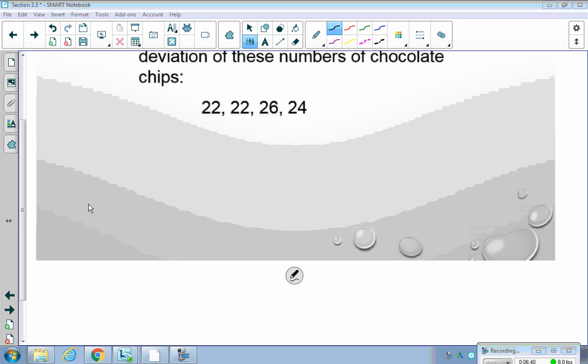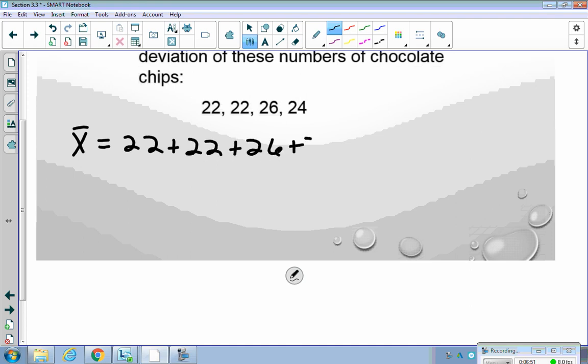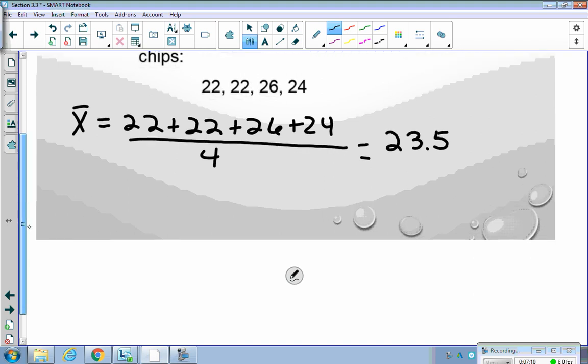So the very first thing I need to find is the mean, or x bar. So x bar will equal 22 plus 22 plus 26 plus 24, all divided by 4. If somebody wants to do that calculation, pardon me? 23.5 is x bar. Okay? So that's the first thing I need to do.